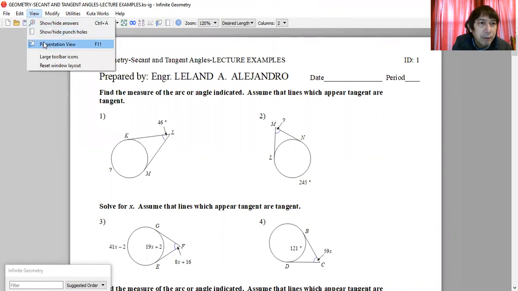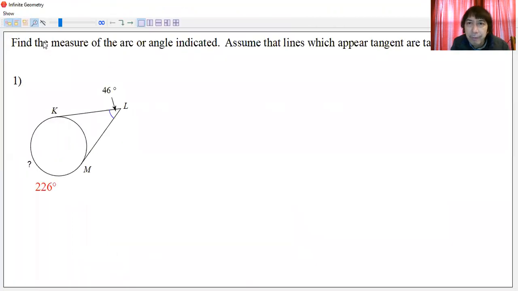We shall have the presentation view of the first number. Let me clear the answer first. Find the measure of the arc or angle indicated. Assume the lines which appear tangent are tangent. If you click here right away, it shows the answer, but let us see the solution.